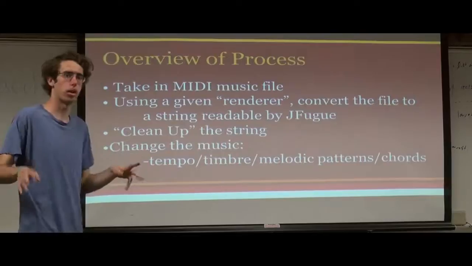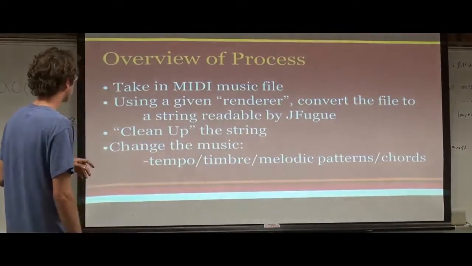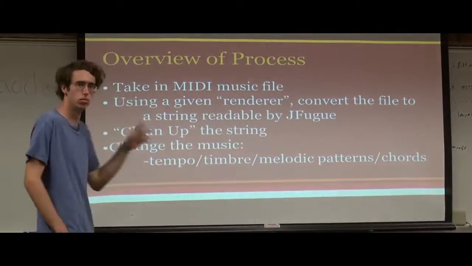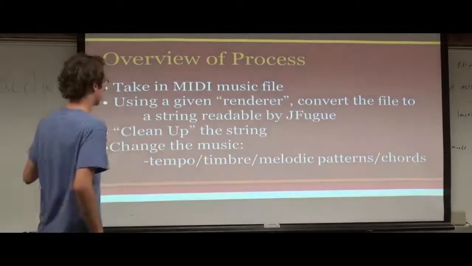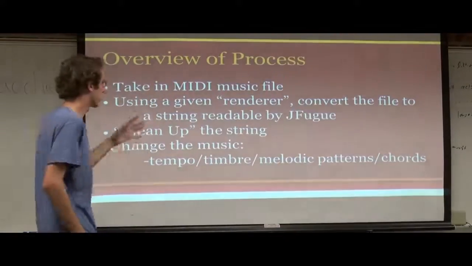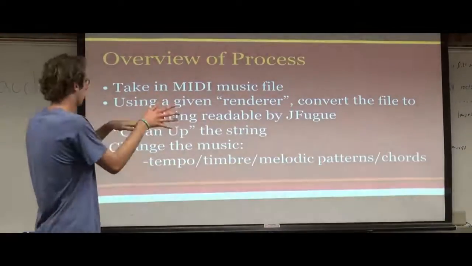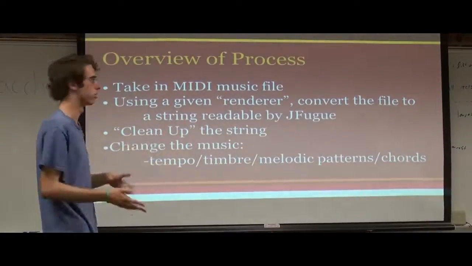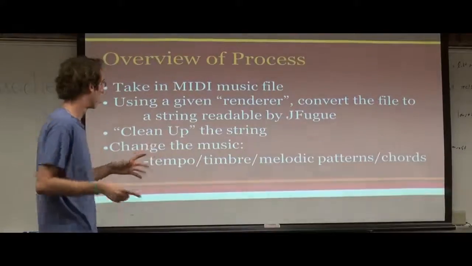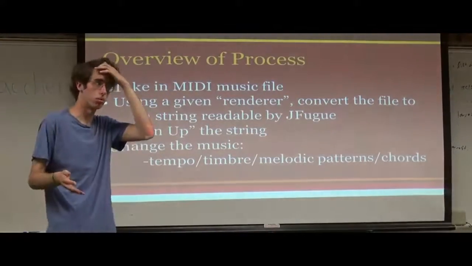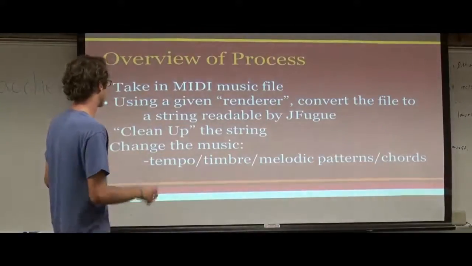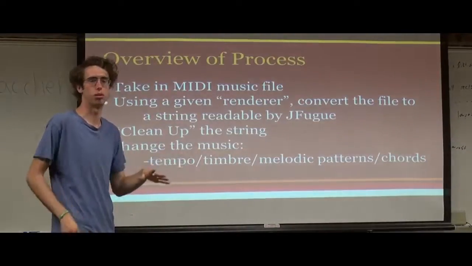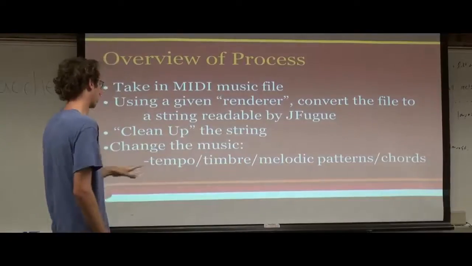And this is our process in making our project. At first, we had to take our MIDI file and use a renderer. And the renderer takes the original MIDI file, and it converts it into a string that's readable by JFugue, so we can use it in our methods later. And then from there, unfortunately, the renderer doesn't do a superb job at this, so we had to write our own method to pre-process or clean up the string and rid of extremities that we didn't actually need. And then from there, we actually changed the music.